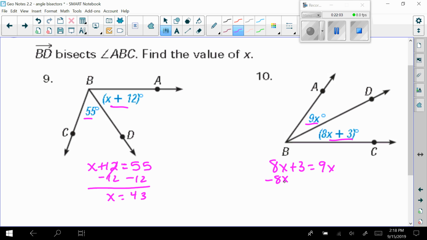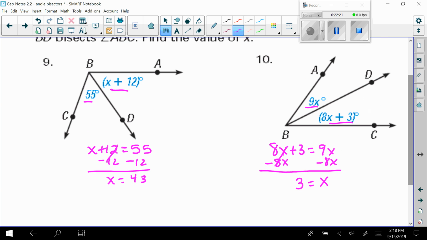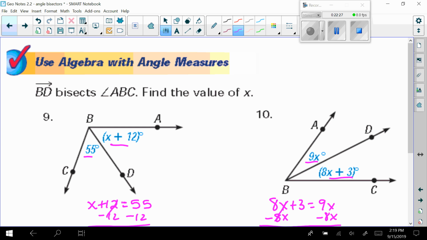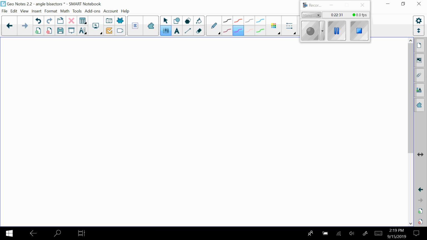All right, for this problem over here, remember, even though there's x's on both sides, we need to get them together on the same side. So we subtract the 8x to get it over here with the 9x. Then we have 3 equals 9 minus 8 is 1, or 1x. So x ends up being 3. So that is the solution to that problem.